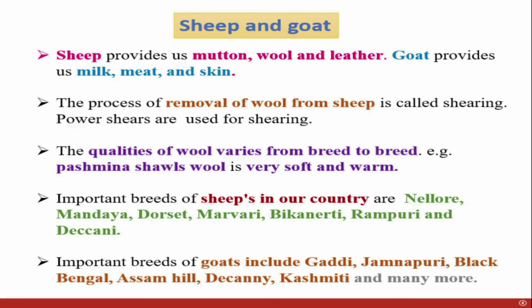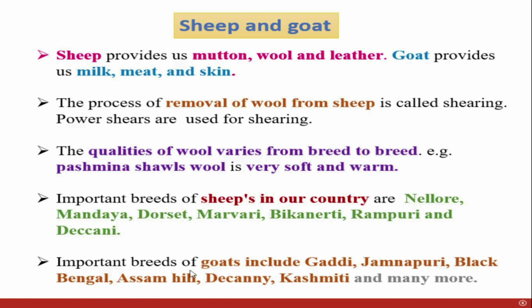Important breeds of sheep in our country are Nellore, Mandya, Dorset, Marwari, Bikaneri, Rampur, and Deccan. Then important breeds of goats include Gaddi, Jamnapari, Black Bengal, Assam Hill, Deccani, and Kashmiri. So these are all the varieties of breeds of goats.